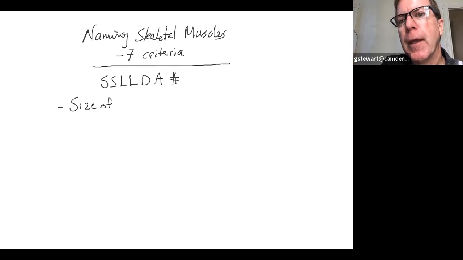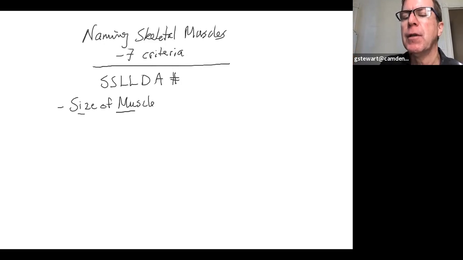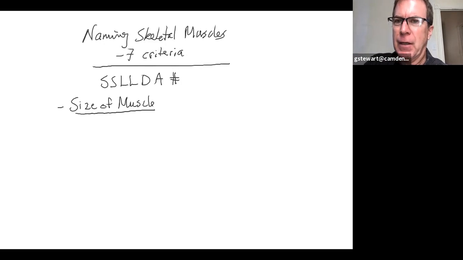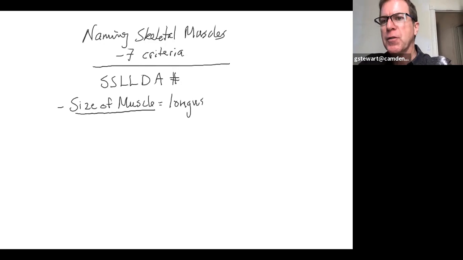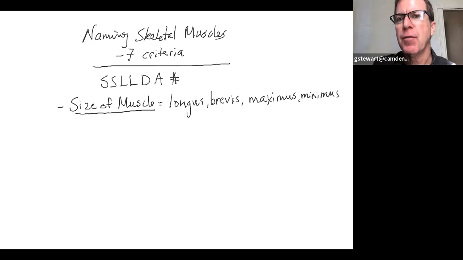size of the muscle. Some muscles within their names, the size of the muscle is referred to. Classic examples of that would be words like, these are Latin words, by the way, but you'll get the picture. Longus means that it's a long muscle. Brevis typically means it's short. Maximus means big. Minimus means small. So these words, these designations show up in some muscle names, and it refers to the size of the muscle.